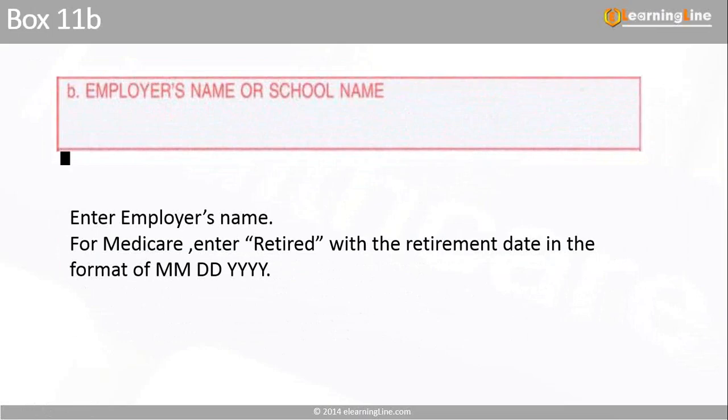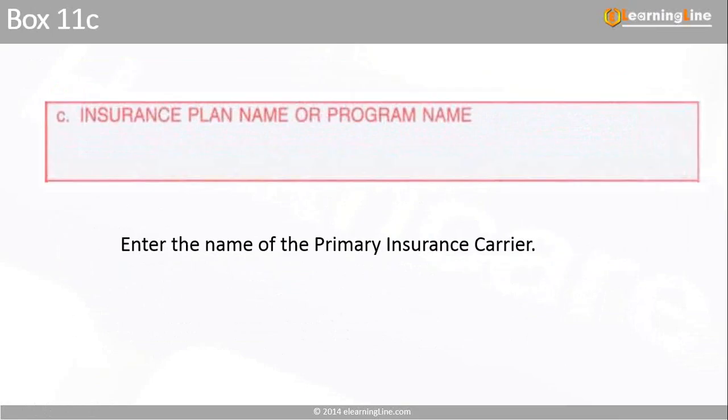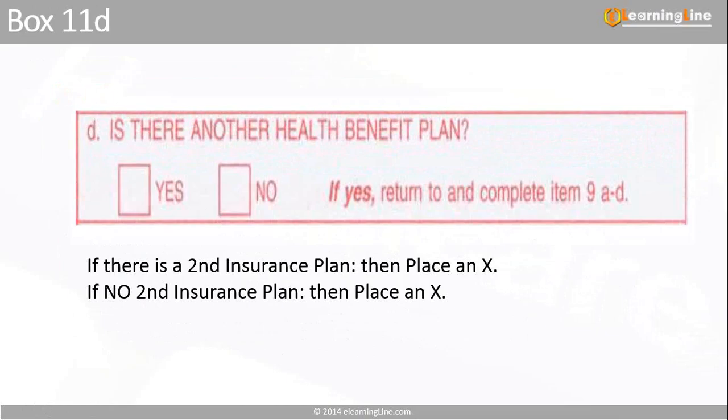Then you have the employer name or the school name. Again, employer name if you have one. For Medicare, enter retired with the retirement date in the format of MMDDYY. Insurance plan name or the program name. It is talking about who is your primary care. Provide that information. Cigna, Aetna, whatever it is, provide that.